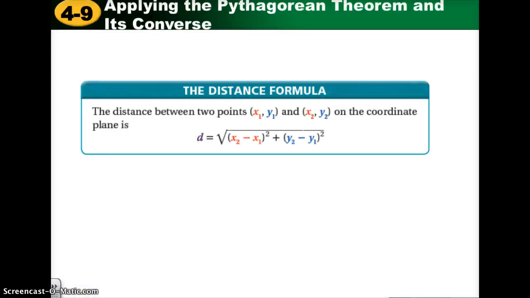So the last thing we need to look at is the distance formula. The distance between 2 points, x1, y1, and x2, y2, on the coordinate plane is given by this formula. D equals the square root of x2 minus x1 squared plus y2 minus y1 squared. It just means we're subtracting the x's, subtracting the y's, squaring each of those numbers and adding them together, and then finding the square root. A lot of steps, but all it is substitution.